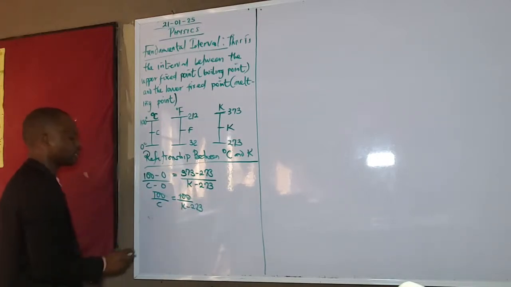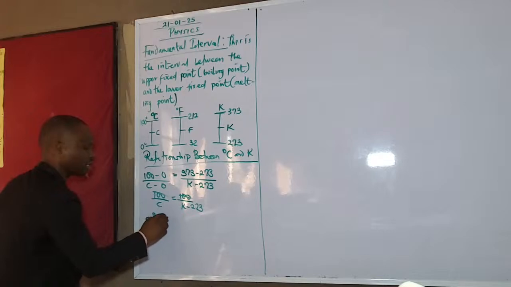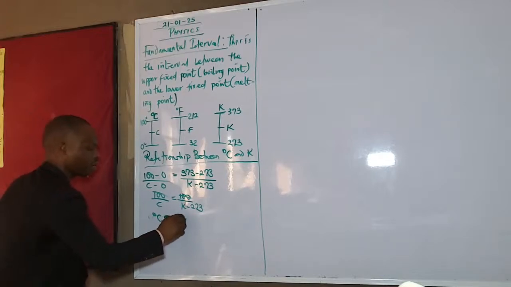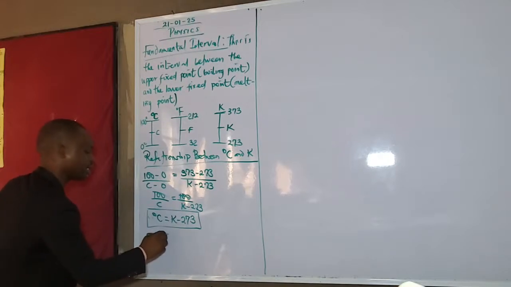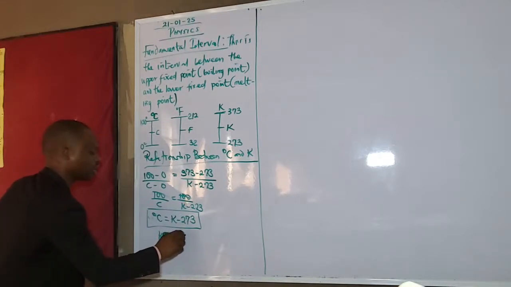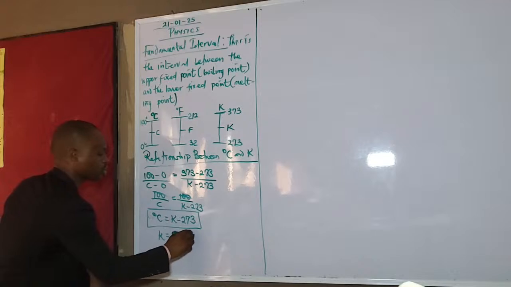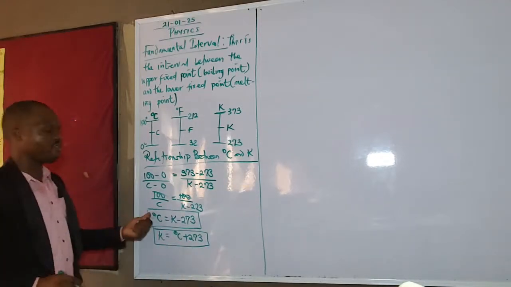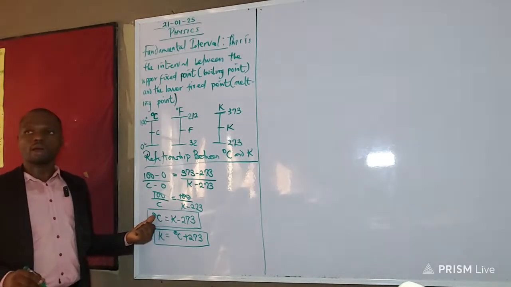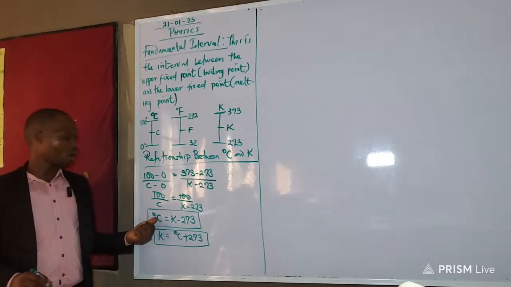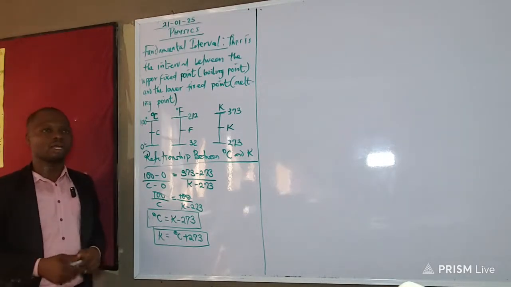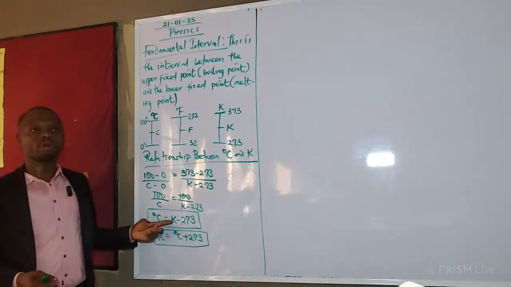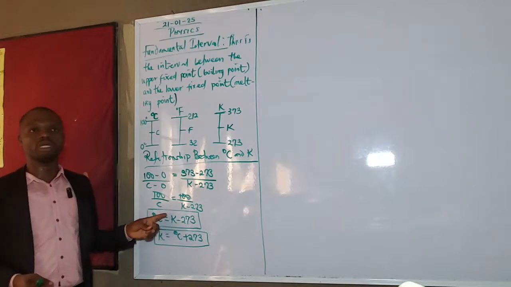This one cancels this. So we can say degree Celsius equals Kelvin minus 273, or Kelvin equals degree Celsius plus 273. If you are to find the equivalent of degree Celsius and you have been given a Kelvin parameter, you just take away 273 from the Kelvin that has been given.